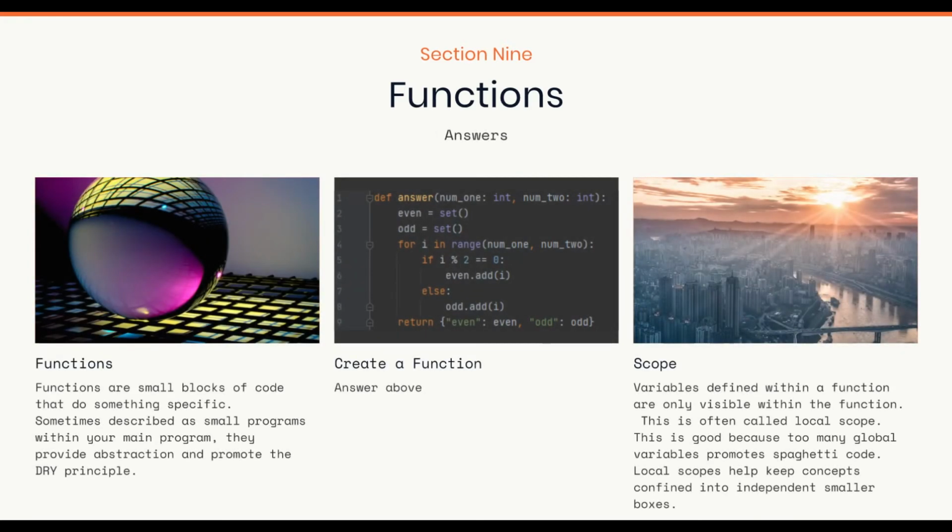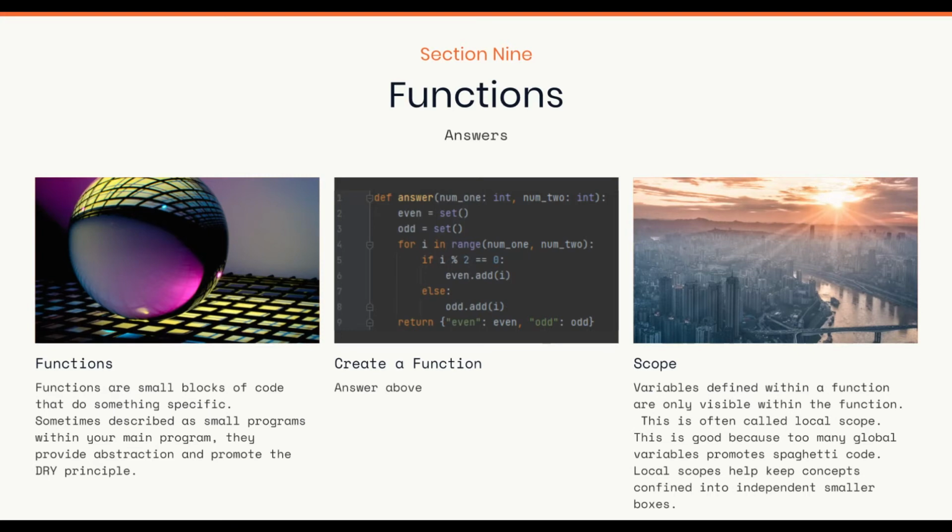All right, functions are small blocks of code that do something specific. Sometimes described as small programs within your main program, they provide abstraction and promote the DRY principle, which is don't repeat yourself. A lot of times when we write a function, we're writing a block of code that's going to be used throughout our program, and we don't want to have to rewrite that block of code every time we want to use it in that program. All right, and then the answer to question 2.